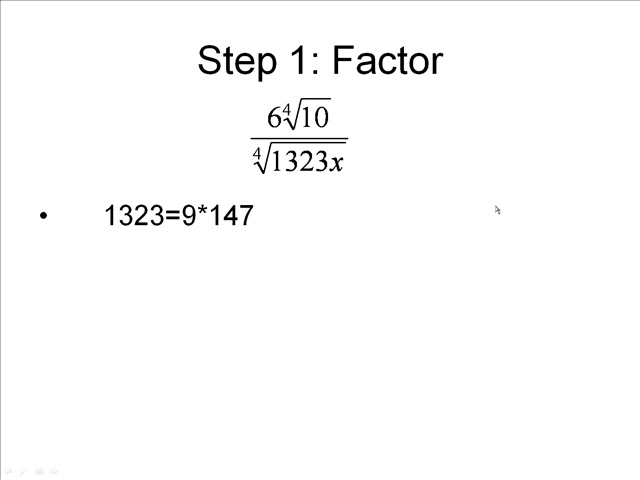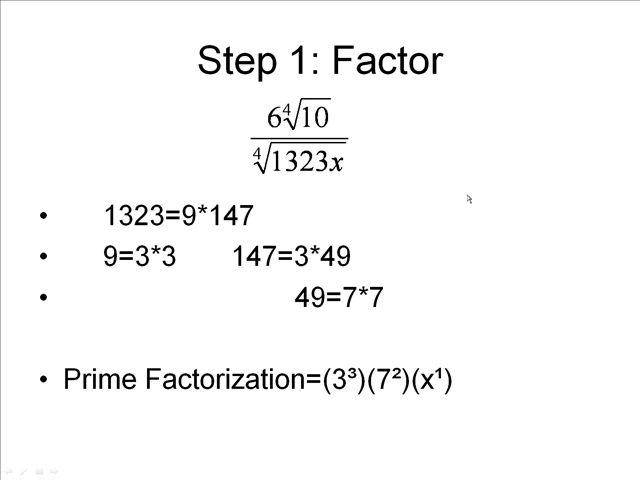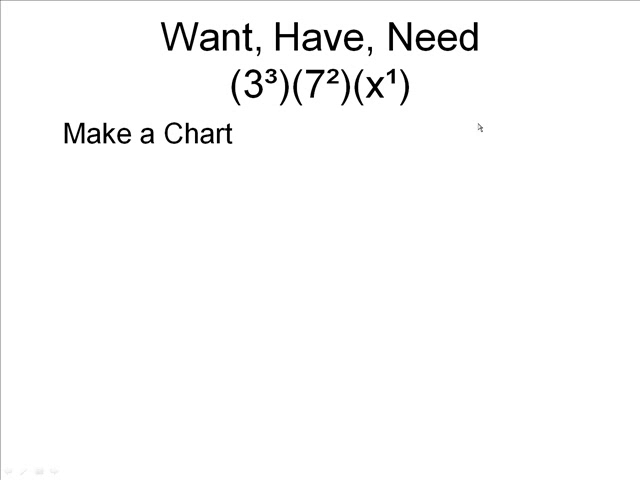So 1323 is 9 times 147. 9 is 3 times 3, and 147 is 3 times 49, and 49 is 7 times 7. So the prime factorization of 1323x is 3 cubed, because there's 3 3's there in the prime factorization, 7 squared, because there's 2 7's, and then of course x to the 1, because there's only one x. So we do our prime factorization to figure out what factors are involved in our denominator there. So there's our prime factorization: 3 cubed, 7 squared, and x to the 1.